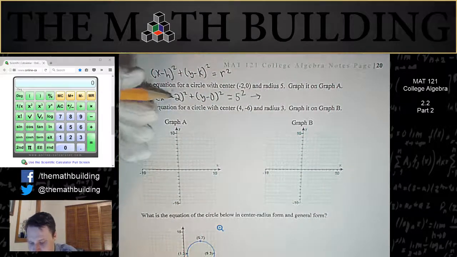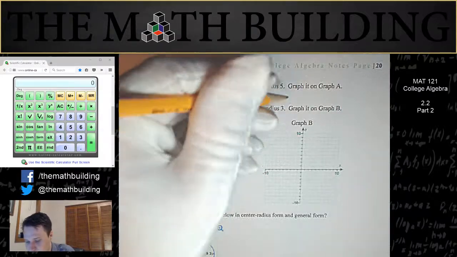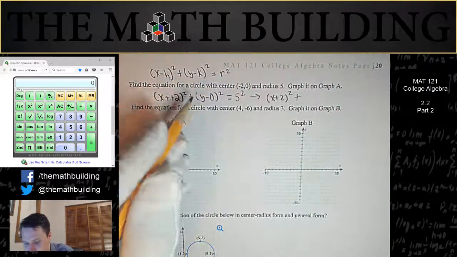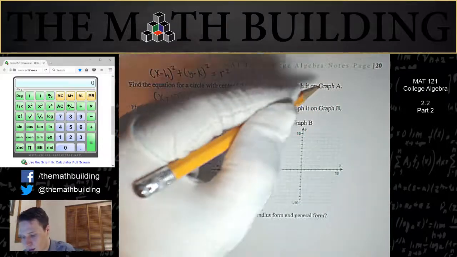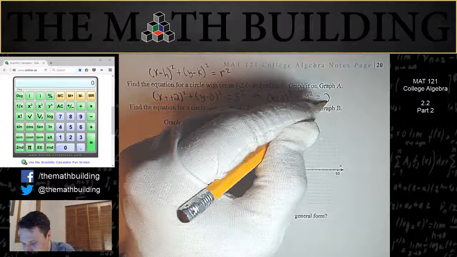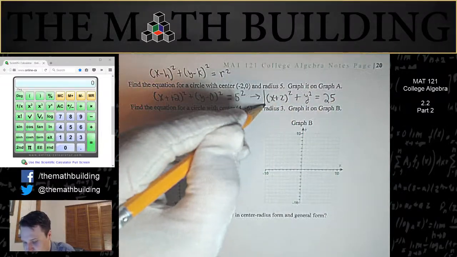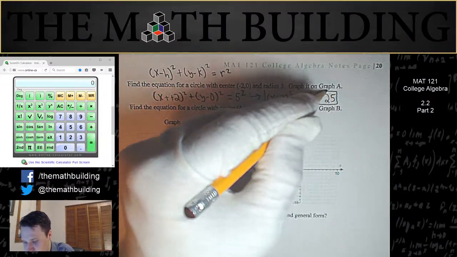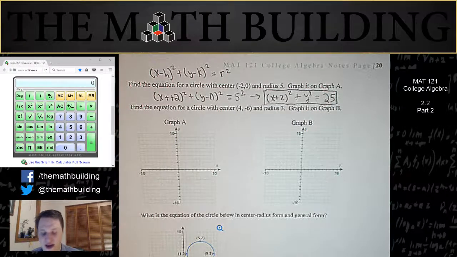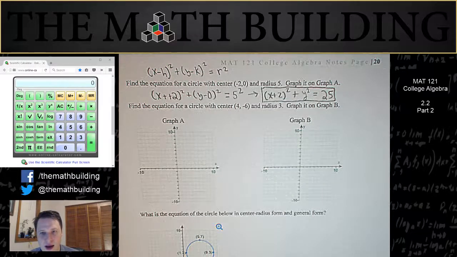These two negatives become pluses. So this is (x plus 2) squared plus y minus 0 is just y squared equals, and 5 squared is 25. So there's the answer: (x plus 2) squared plus y squared equals 25. So there's your cleaned up equation. Let's go ahead and graph it.